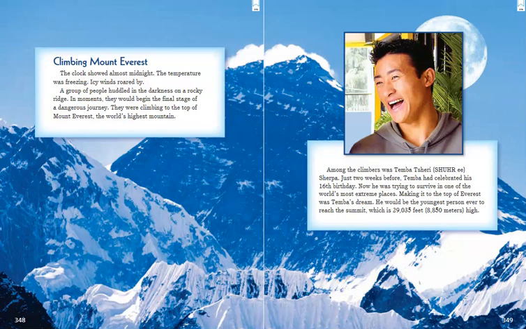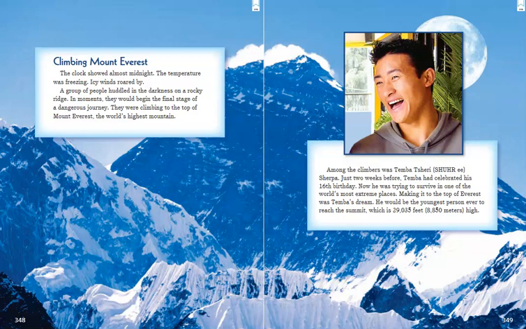All right, page 348. I spot a heading right away, and it's called Climbing Mount Everest. That tells us what this little section or page is going to be about. The clock showed almost midnight. The temperature was freezing. Icy winds roared by. A group of people huddled in the darkness on a rocky ridge. In moments, they would begin the final stage of a dangerous journey. They were climbing to the top of Mount Everest, the world's highest mountain.